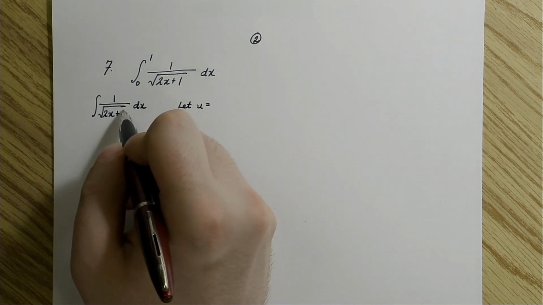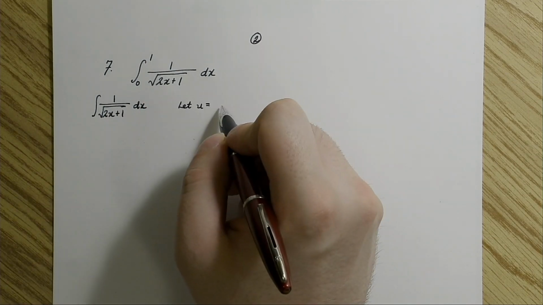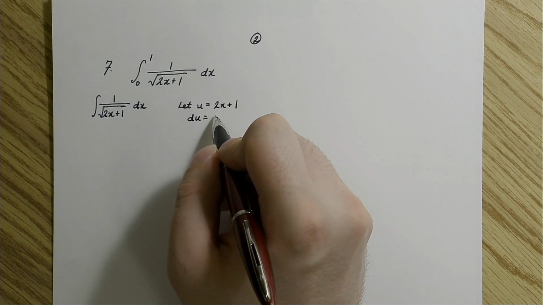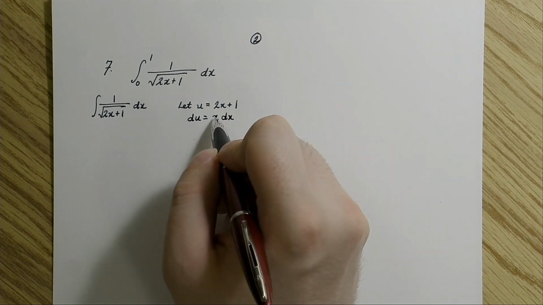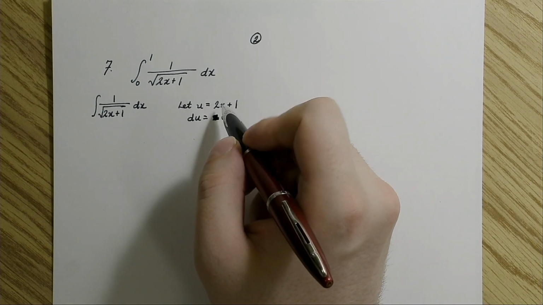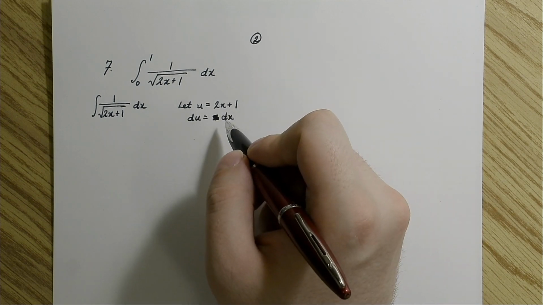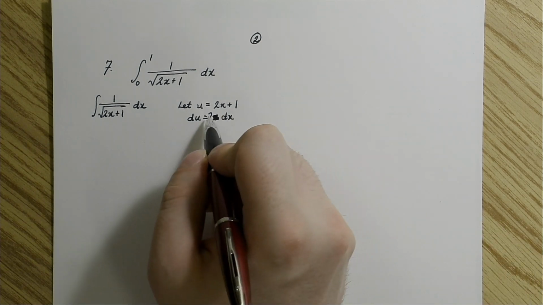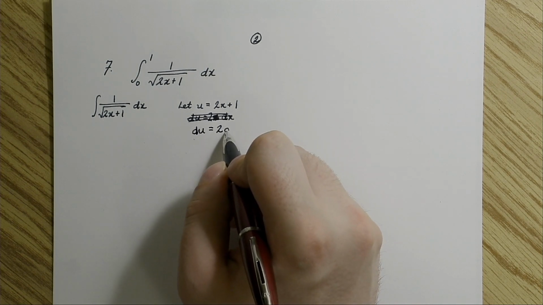So letting u equal what's inside of this square root here, I have 2x plus 1, and that's easy to differentiate. That's just x dx. Oh, no. Just dx. So I've got to take the derivative of 2x, and that is 2. So let me just write that a little bit clearer. So that is 2 dx.